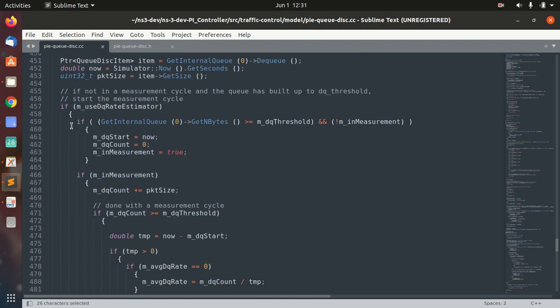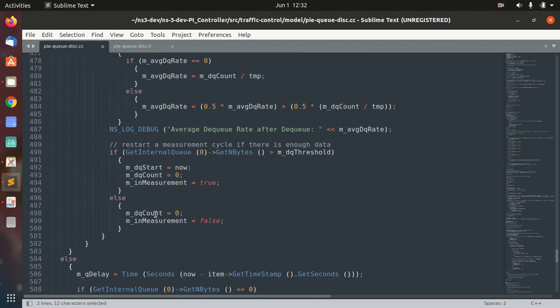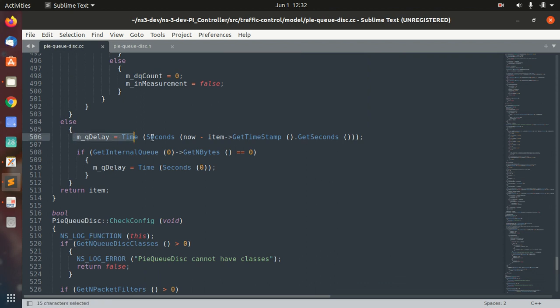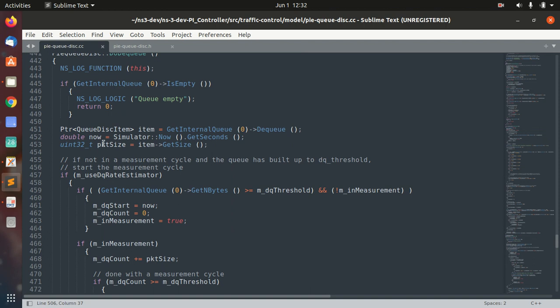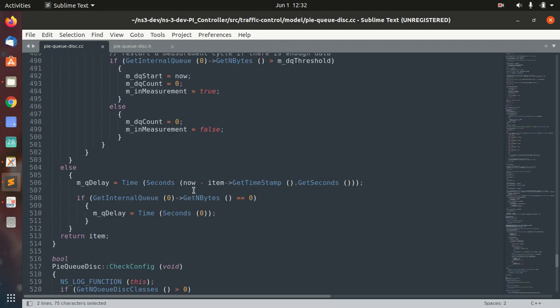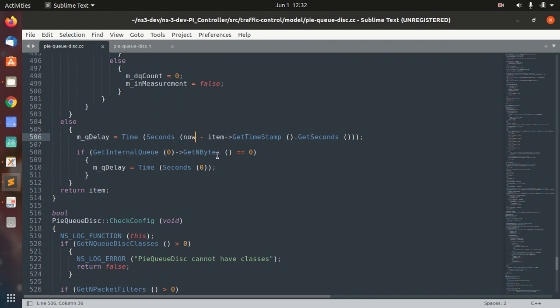If the DQ rate estimator was false, then it comes to this condition, which manually counts the queue delay, where it calculates the now value when it was triggered, when we dequeued the packet. Here, when we dequeued the packet, we started storing the count time in the now variable, and now this is the current timestamp. Also if the queue is empty, like if no packets are there in the queue, then simply set the queue delay value to 0 and return that item.